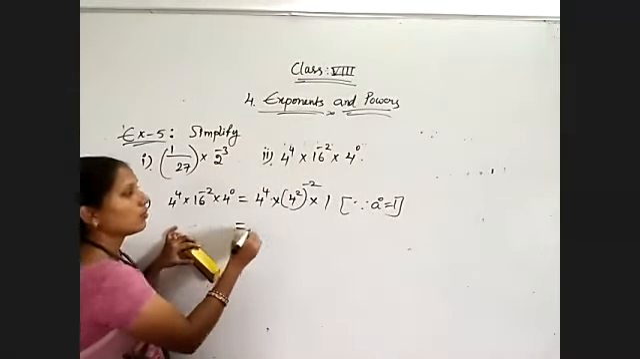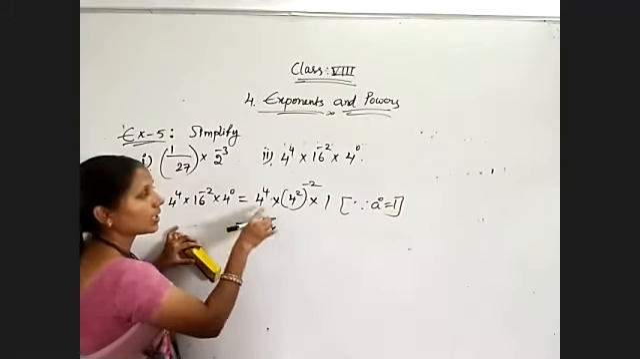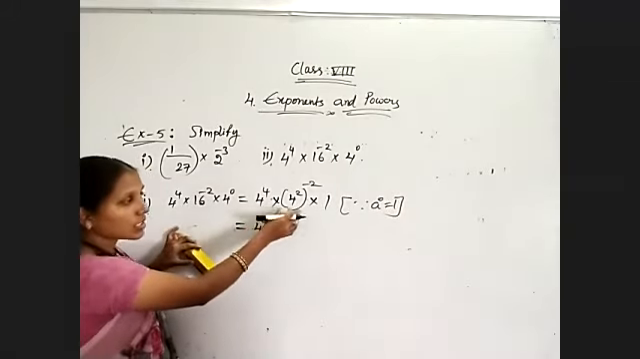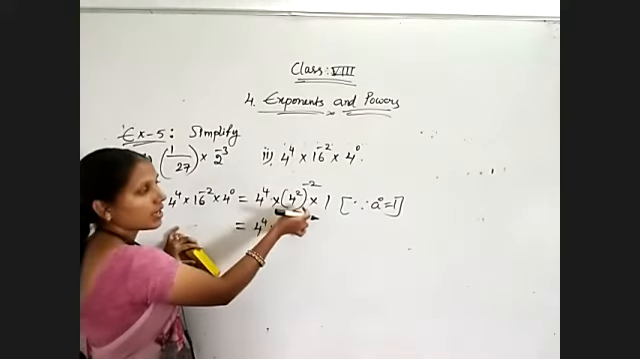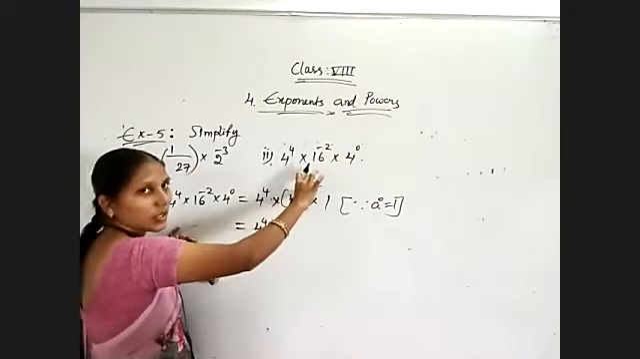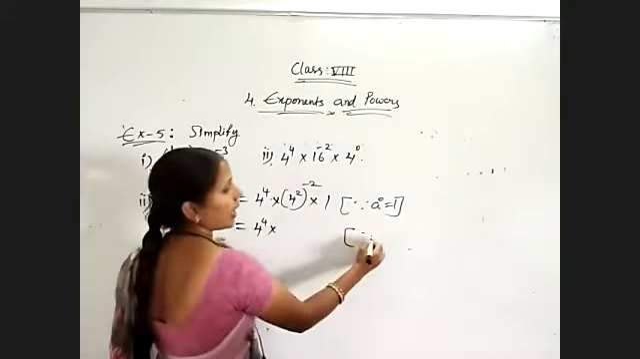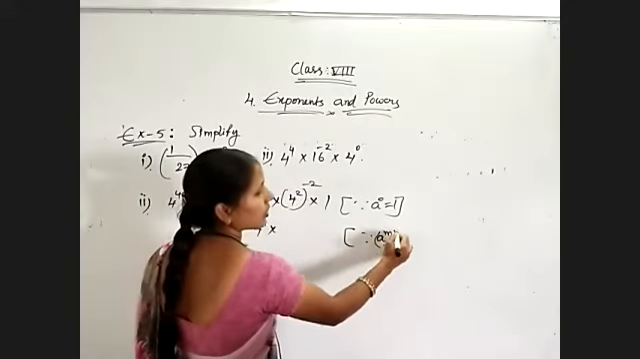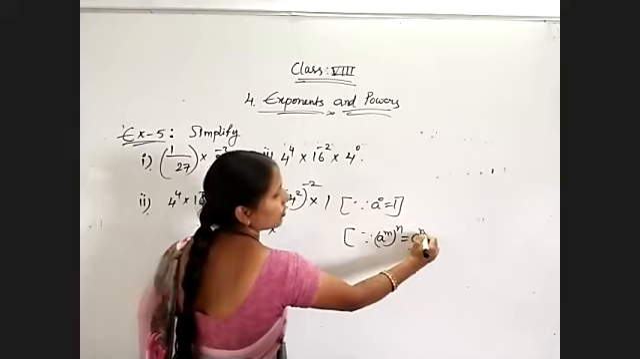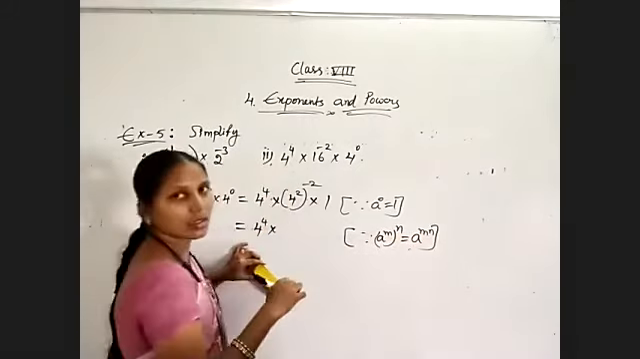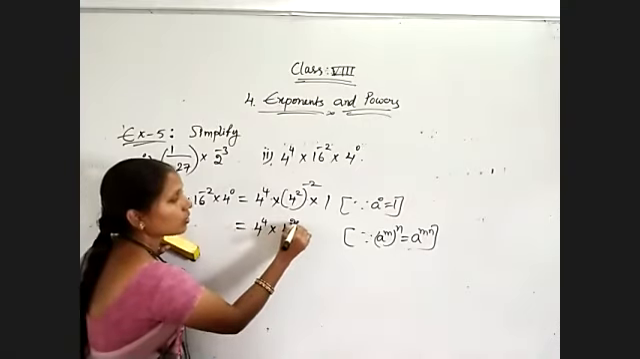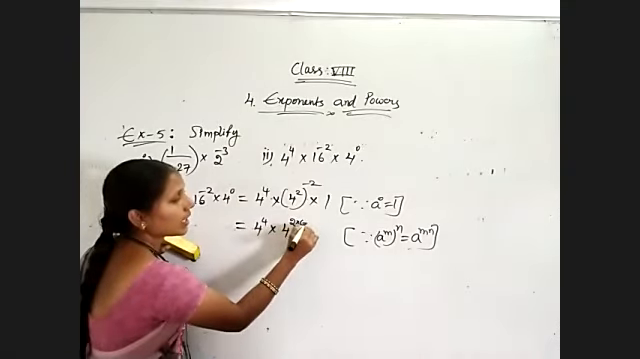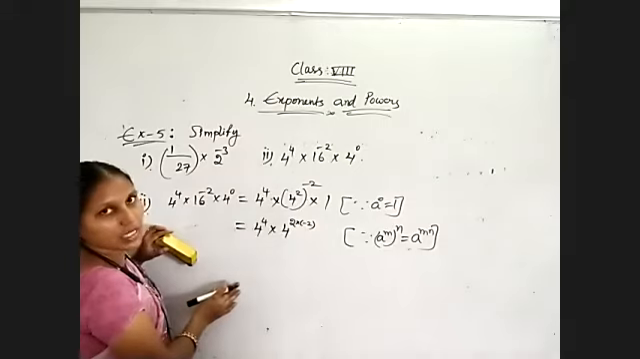Now 4 power 4 into, here also I am not doing anything. Why? Because this one we need to simplify, because it is in the form of exponent to exponent. That is a to the power of m whole to the power of n, which is nothing but a to the power of m into n. That is 4 to the power of 2 into minus 2 by using this formula. Into 1 means no need to mention that.